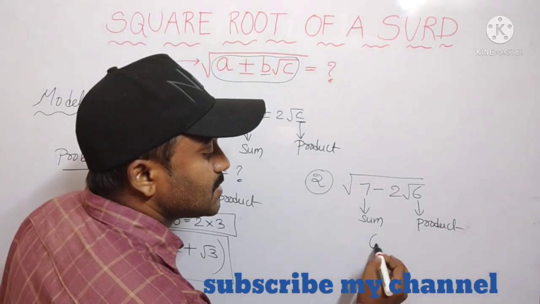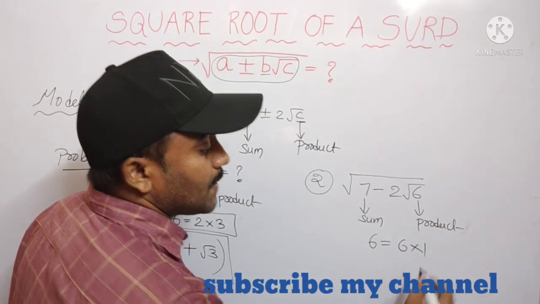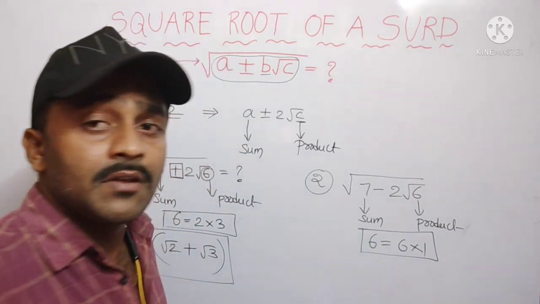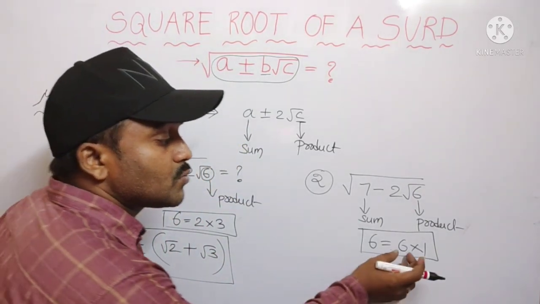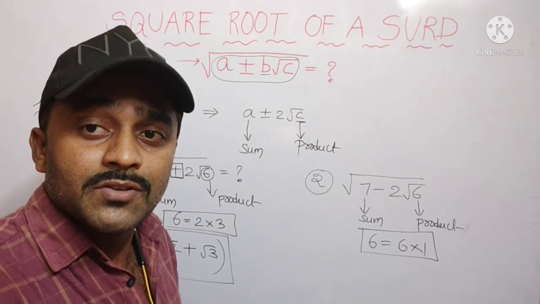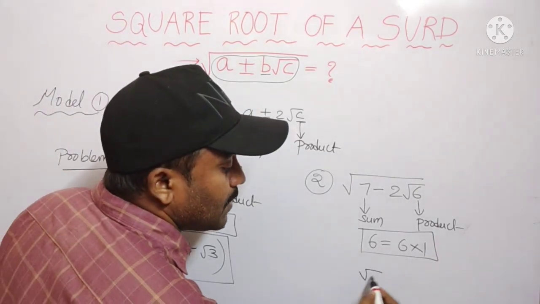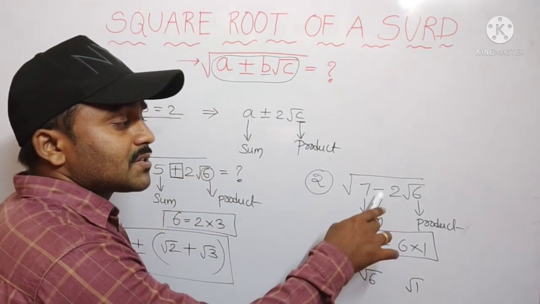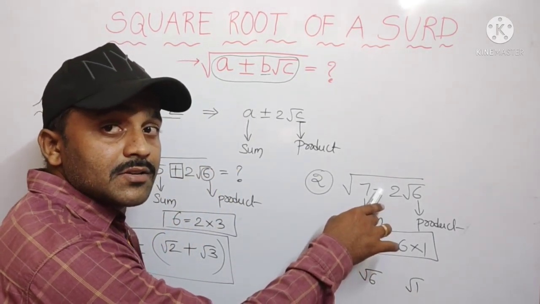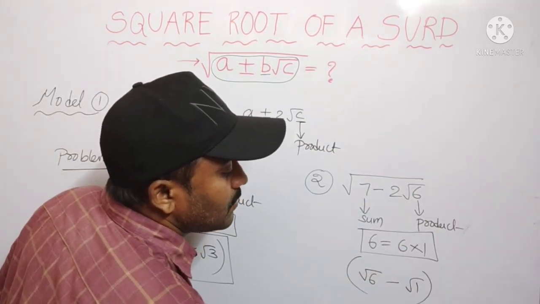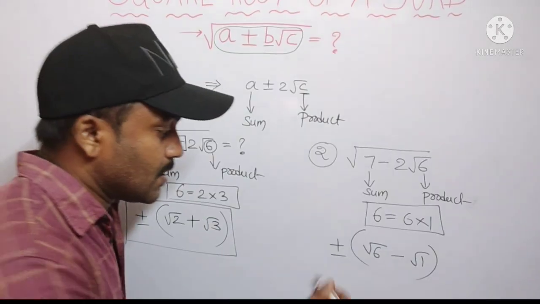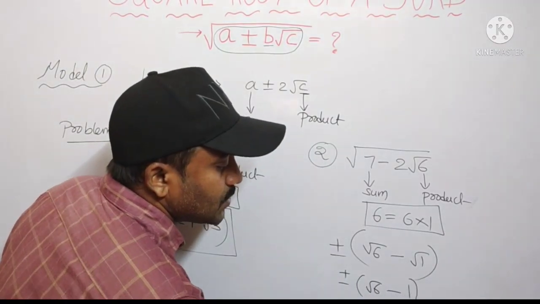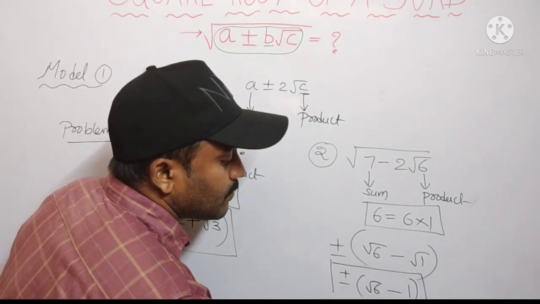It's very easy. 6 is equal to 6 into 1. 6 into 1 is 6, and 6 plus 1 is 7. The sum is 7 and the product is 6, so I have the two numbers. Just apply square root to these two numbers: root 6 and root 1. What is the sign between these two? Minus, so as it is, it will come here, and we have to apply plus or minus also. Here plus or minus, root 6 minus root 1, which means 1. So this is the answer for the second problem.